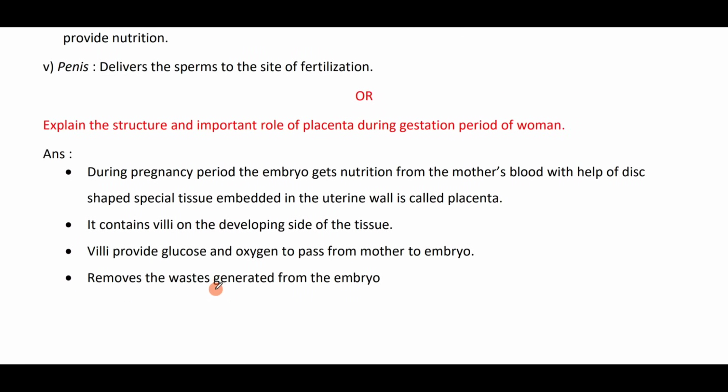Explain the structure and important role of placenta during the gestation period of women. During pregnancy, the embryo gets nutrition from the mother's blood with the help of a disc-shaped special tissue embedded in the uterine wall called the placenta. It contains villi on the developing side of the tissue. Villi allow glucose and oxygen to pass from the mother to the embryo, and remove waste generated by the embryo. So during pregnancy, the placenta plays a very important role in providing nutrition to the growing fetus, and the waste generated by the fetus is also thrown out through the placenta.